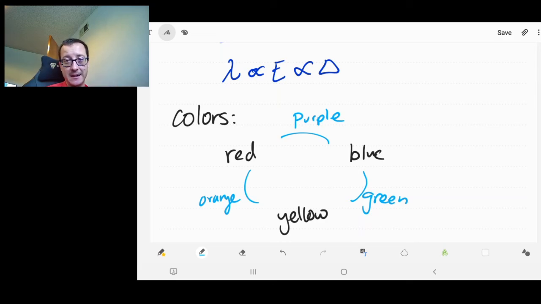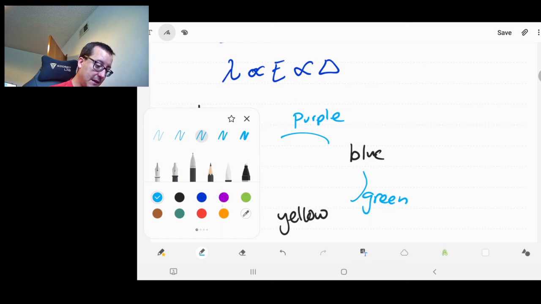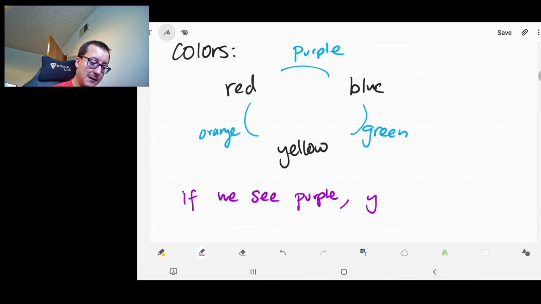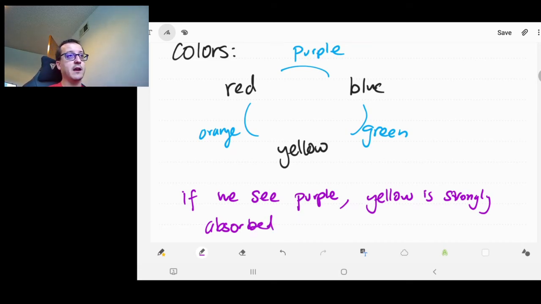Remember that the color that we see as humans, the color we interpret, is the light that's being reflected the most. That also means that the light that is being absorbed is the opposite color of what we're seeing. For example, if we see a purple complex, that means yellow is strongly absorbed. Because white light has all the different wavelengths, right? If all the yellow is taken away, we're going to see more of the opposite of that color. That's what our eyes interpret.